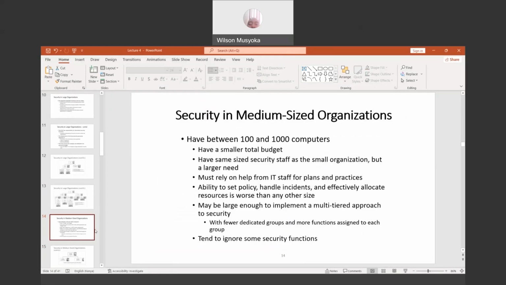Then we continue in medium-sized organizations. Those are the ones, and we can relate to most of them around here, which have between 100 and 1,000 computers. So they are going to have a smaller budget. They also have same-sized security staff as the small organization, meaning that you don't have so many security personnel, and they may be large enough to implement a multi-tiered approach to security. So this is how they will look like.